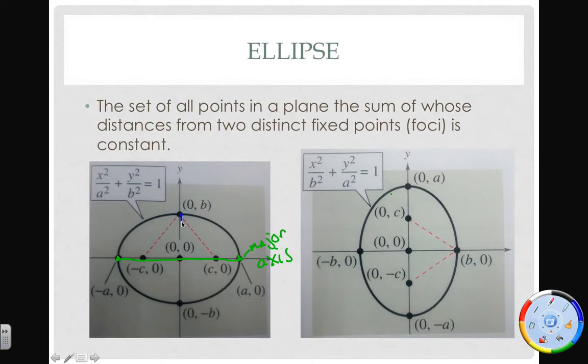And the minor axis is in the other direction. And it's likewise over here. The minor axis in this case is horizontal. And the major axis is vertical.